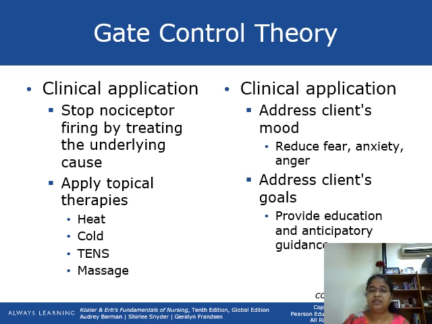When it is at the skin level itself, in the sensors in the skin, we can apply some local therapies like heat, cold, TENS, massage, so that the fibers will not travel over there. There is one more thing, address the client's mood. Reduce the fear, anxiety, anger, and provide education and anticipatory guidance. So psychologically also you can take care of their pain, and physically also you can take care of their pain.